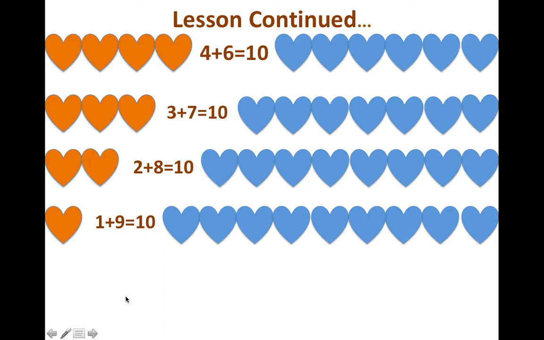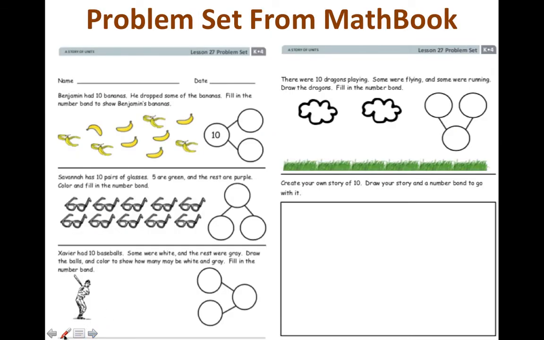So going back to our application problem, I had 6 red hats and 4 blue hats. If you did not have that, it's okay, because you probably had one of these other combinations that we came up with now to make 10. So let's get started with our problem set.